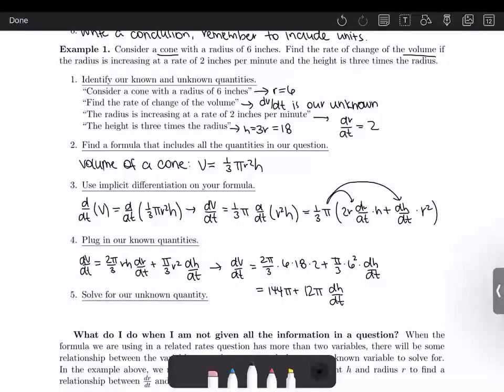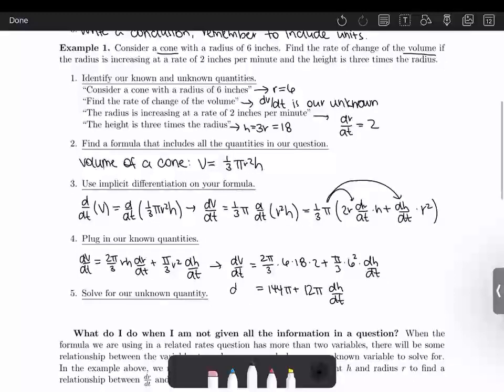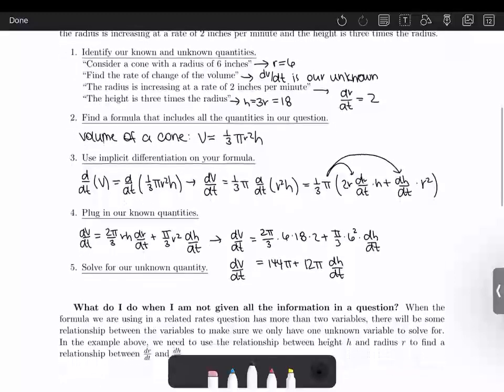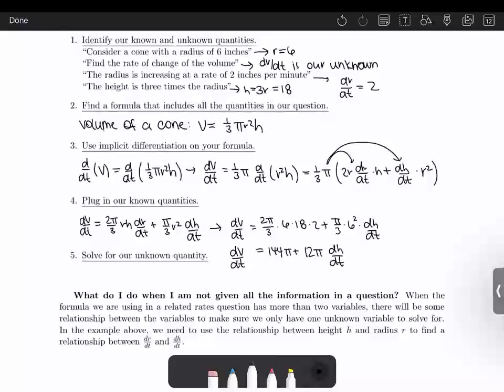Okay, so now we need to solve for our unknown quantity, which is dV/dt. So if everything went correctly at this step, we should have one equation with one unknown that we're solving for. However, we can see here that we didn't have anything to plug in for dH/dt. So what happened? So you may get here and say, I wasn't given all the information in the question. I wasn't told anything about dH/dt, so what do I do?